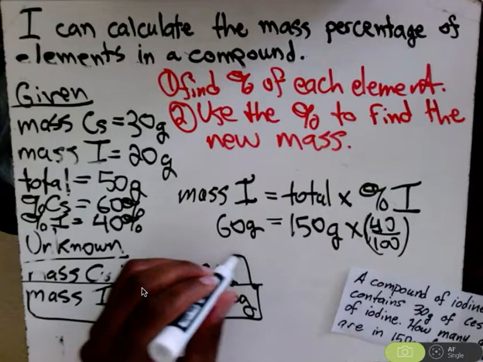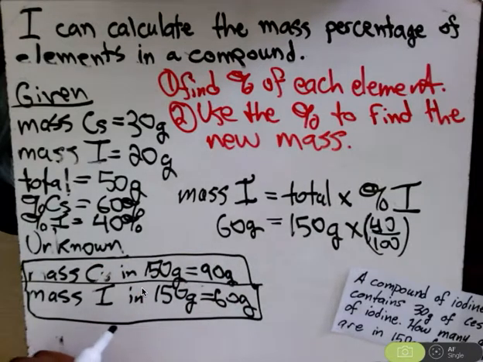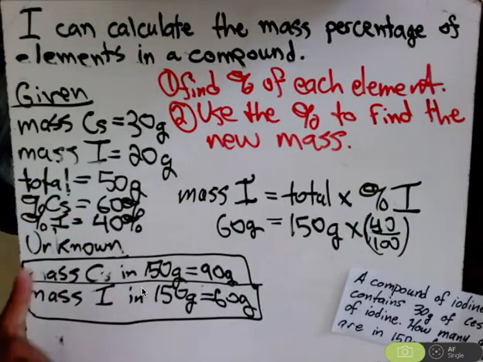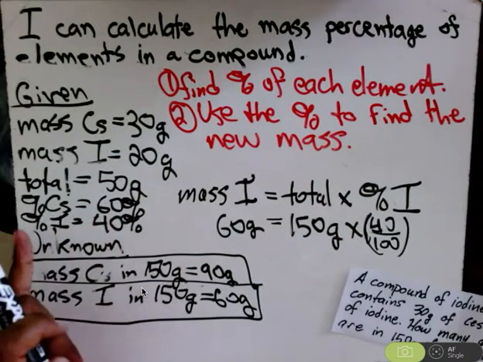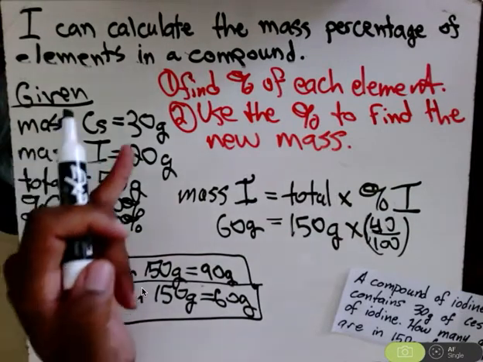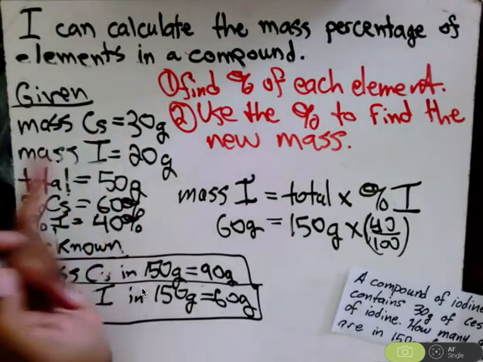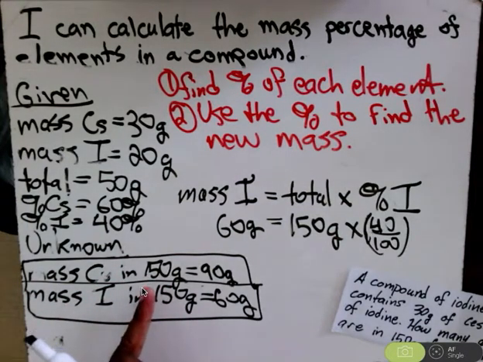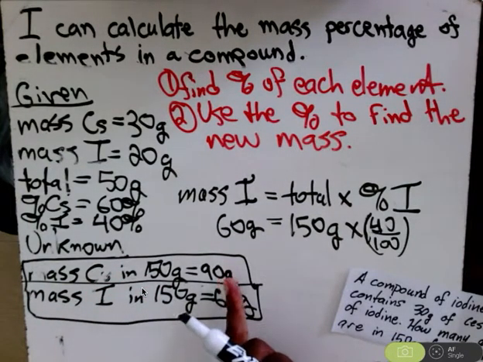And these are our answers. In 50 grams of a compound, it's 60% cesium, 40% iodine. And we have 30 grams of cesium and 20 grams of iodine. What if we had 150 grams of the compound? It would be 90 grams of cesium and 60 grams of iodine.